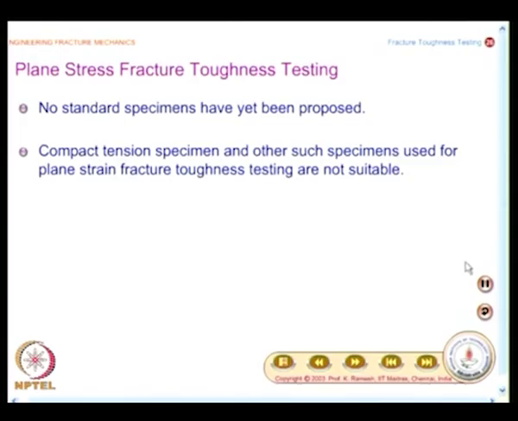And what do people do? You have to note that the compact tension specimen and other such specimens used for plane strain fracture toughness testing are not suitable for plane stress fracture toughness testing. So, people use center cracked panels.